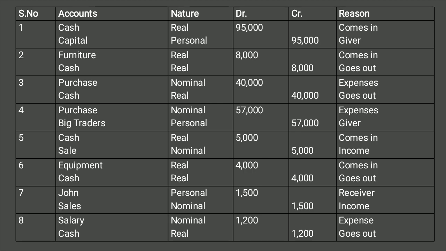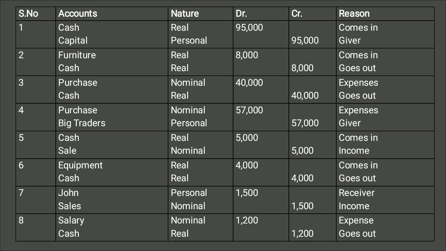So capital. What is the nature of capital? Sir, capital accounts represent owners in the business. So capital is going to represent the owner. So that's why it's a representative personal account. What was the rule for a representative personal account? It was debit the receiver, credit the giver. So capital is the giver who is going to introduce cash into the business, and that's why we have to credit the giver, we have to credit the capital account.